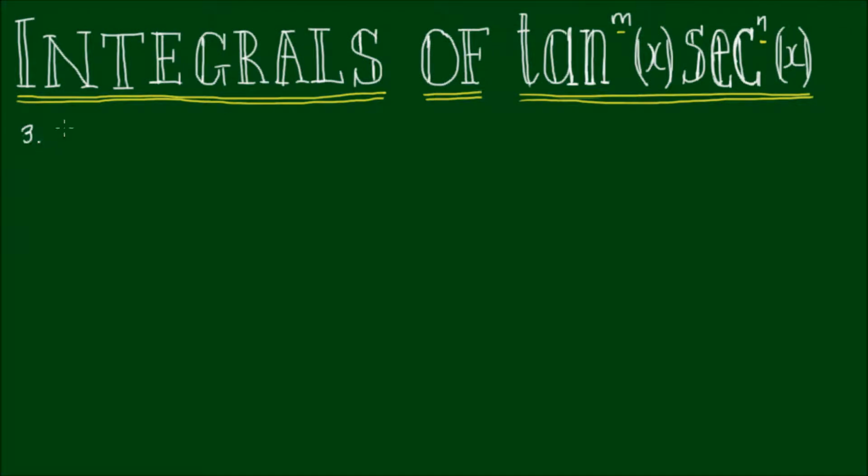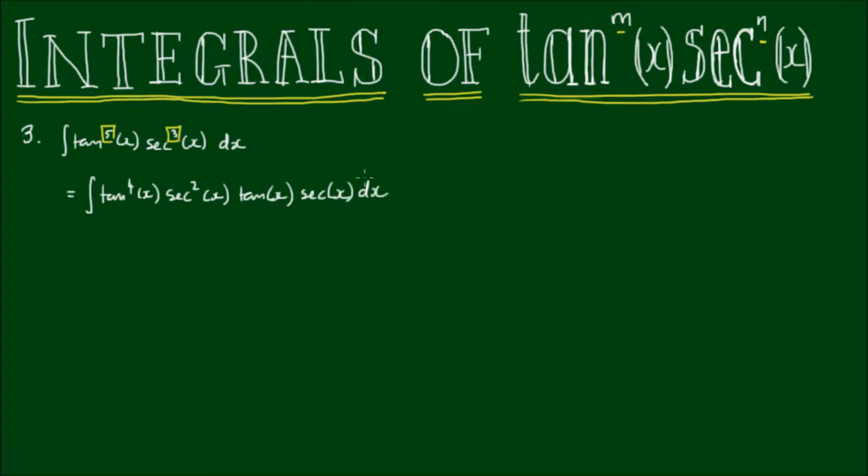Okay, for the third case, suppose we have the integral of tan to the 5th power of x by secant to the 3rd power of x. So in this particular case, both the power of the tangent and the secant terms are odd. We can rewrite this as the integral of tan to the 4th power of x by secant to the 2nd power of x by tan x by secant x dx. So the term that I want to reserve is tan x by secant x dx. And we note that tan to the 4th power is equal to tan squared, all squared.